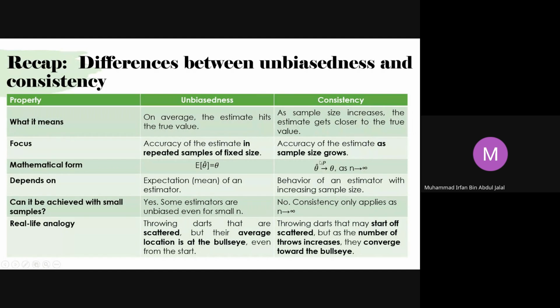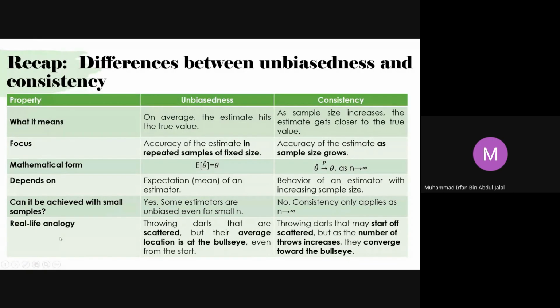Will converge in probability, we call that P here, to the actual parameter as the sample size grows larger and approaches infinity. For unbiasedness, it depends on the expectation, the mean of an estimator, while consistency depends on the behavior of an estimator when the sample size increases. Can it be achieved with small samples? For unbiasedness, yes, some estimators are unbiased even for small n or small sample size. No, for consistency, it only applies as the sample size grows larger.